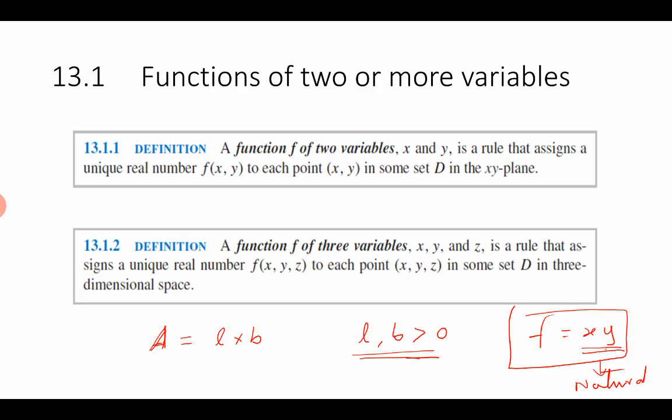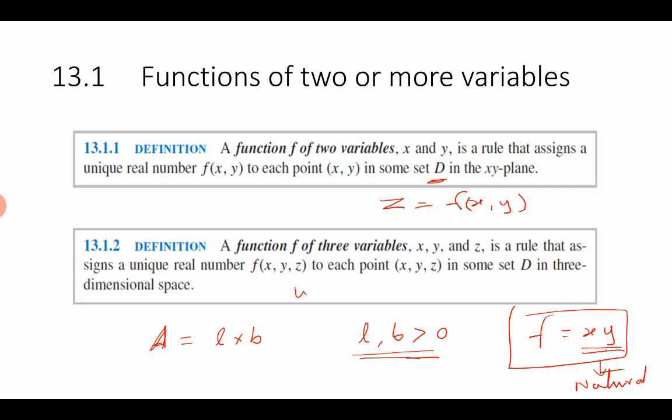Now read the definition. A function f of two variables, you can write z is a function of x and y, is a rule that assigns a unique real number f to each pair x, y. Where these x, y are from is called D. D is the xy plane where all the values of x and y are from. So we call D the domain. As long as there is no restriction and it is true for all values of x, y, we call it the natural domain.